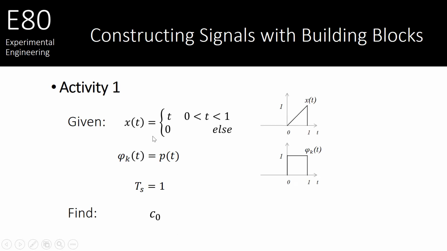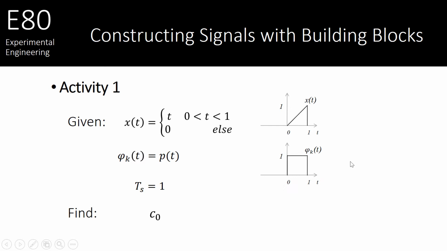So what does that look like pictorially? The function we're trying to approximate, x of t, actually looks something like a sawtooth. Between 0 and 1, you can see it equals t, so it's growing with time till it gets to 1, and then it goes back to 0. The basis function, p of t, like we showed last time, just has a value of 1 between 0 and the period. In this case, t sub s equals 1. So this is our building block function that we're going to use to approximate x of t. And we're going to try to use the minimization of squared errors to find c0, the scaling coefficient that will go with this basis function.